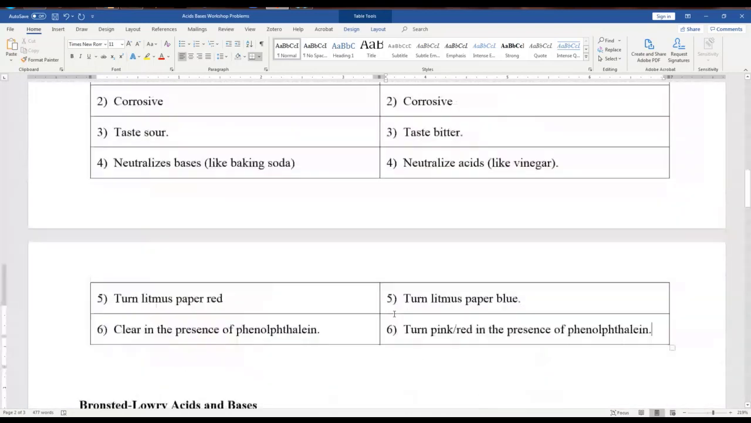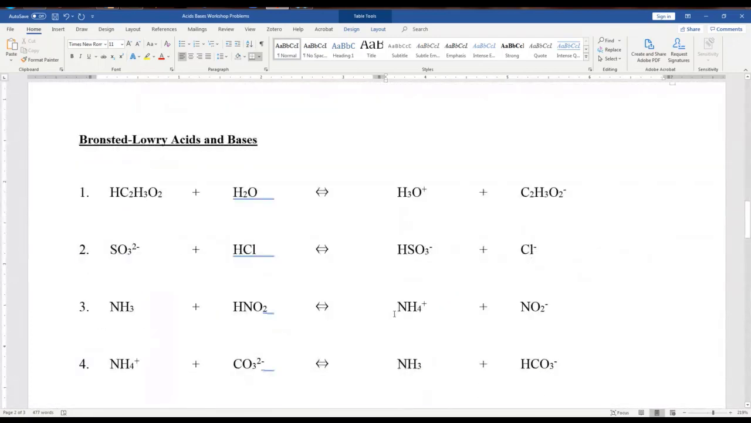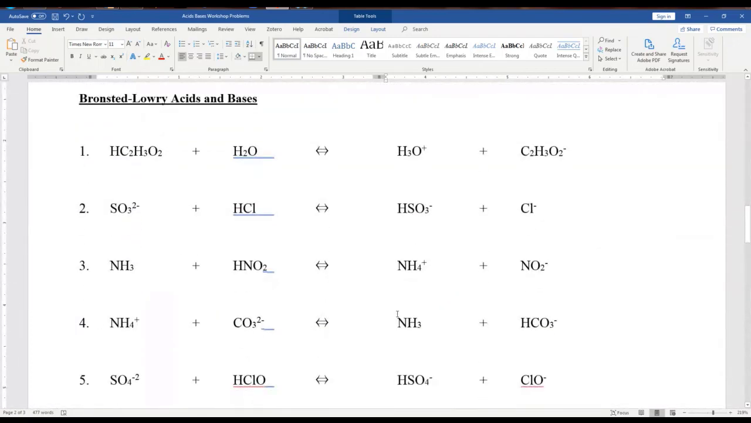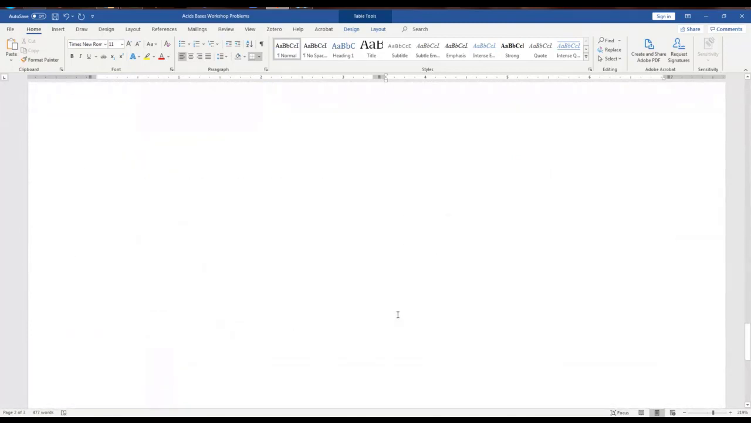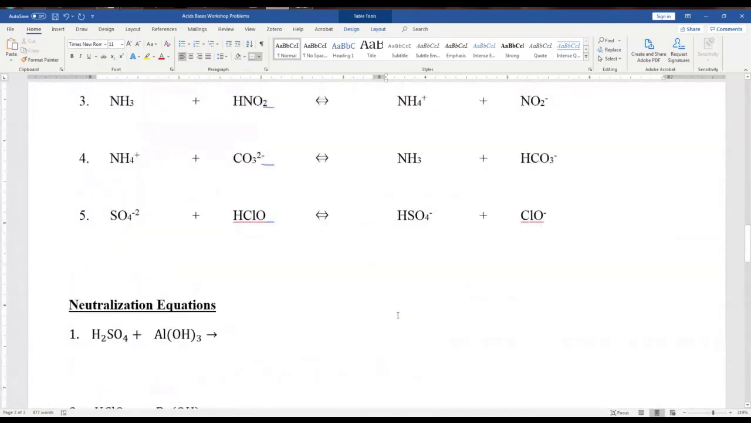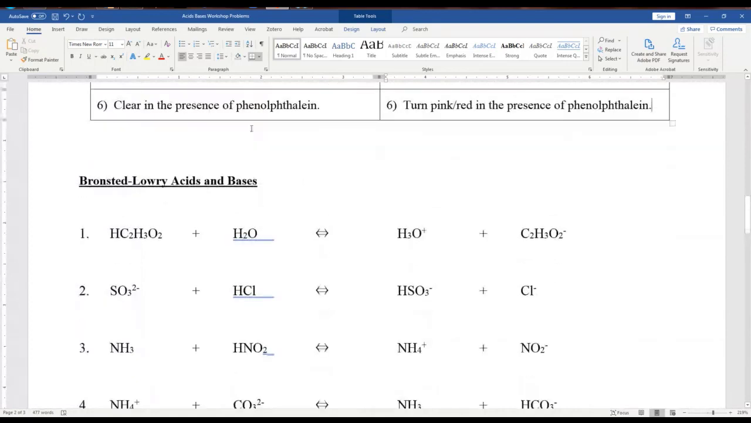All right. So now we've got our properties of acids and properties of bases. We are good to go. Now let's look at the Bronsted-Lowry definition of acids and bases. And I want to do some pH calculations with you too, but it's really important to understand what an acid and what a base is with regards to the different definitions. So before I even jump into this, I want to give you a couple different definitions of acids and bases.